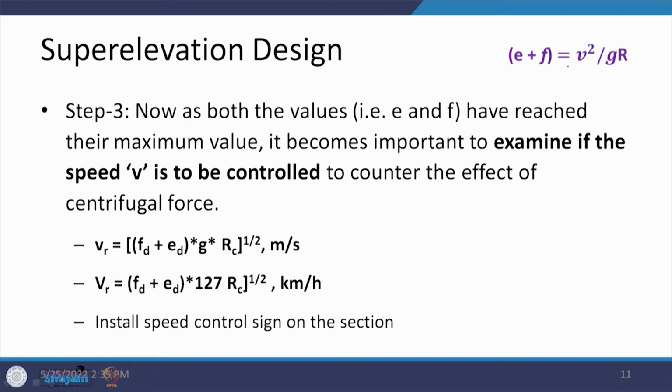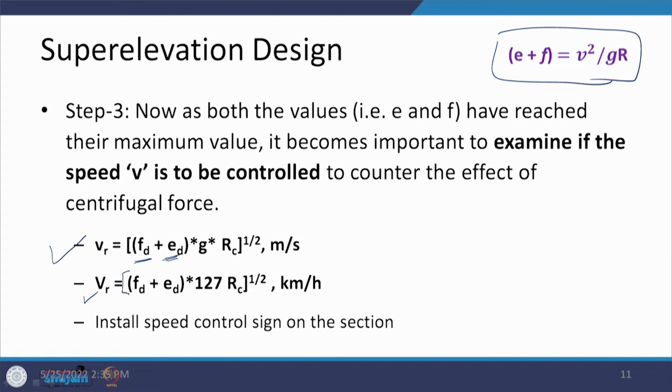If some effect is still left to be countered, and the radius cannot be changed, then probably we have to change the value of V. So, we move to step 4, where we try to find the restricted speed for a given condition of R. Going by the same equation, V square is equal to E plus F into GR, or V restricted is the square root of E plus F into GR, where E and F have been made constant at the design values, and R is already given to us. In kilometers per hour, this will be the square root of E plus F into 127 R.